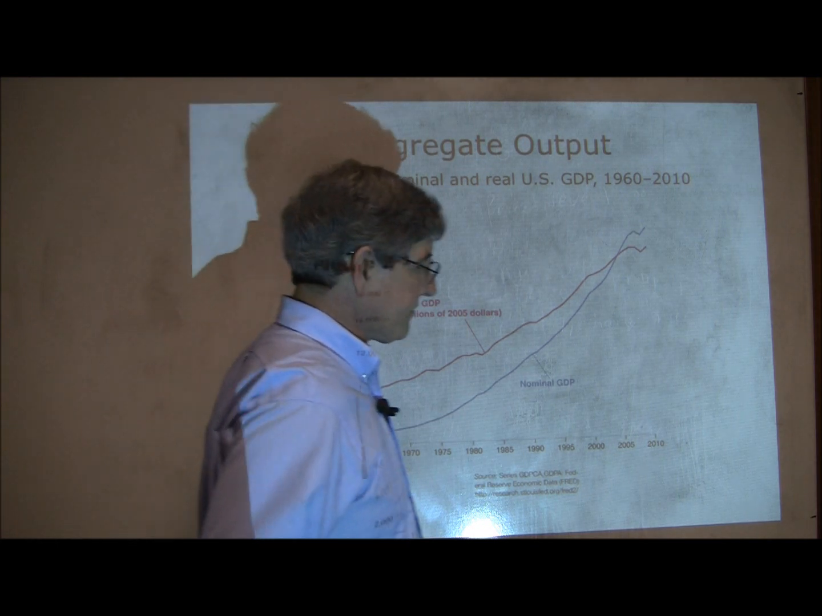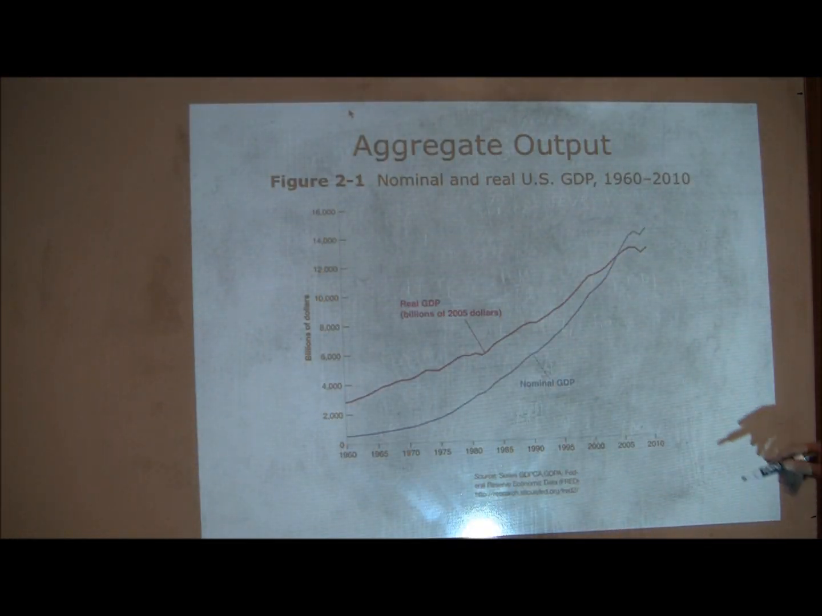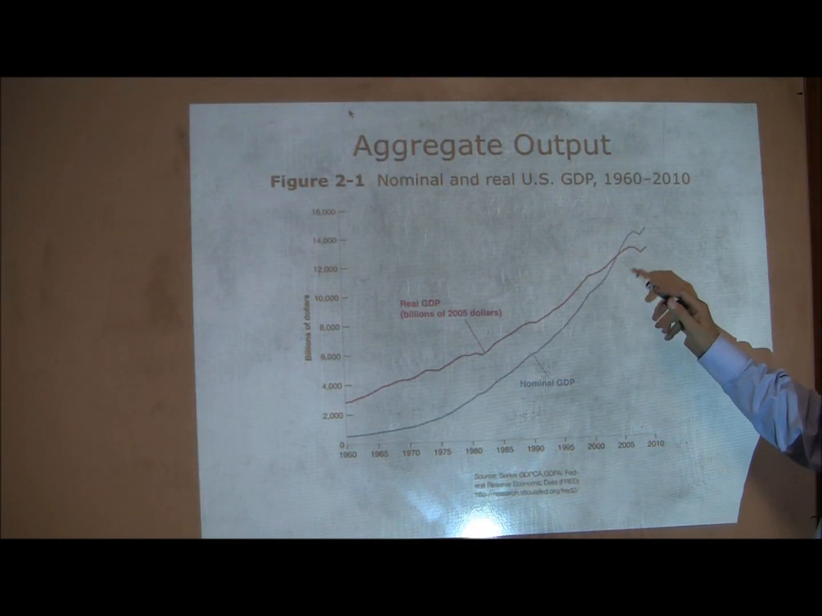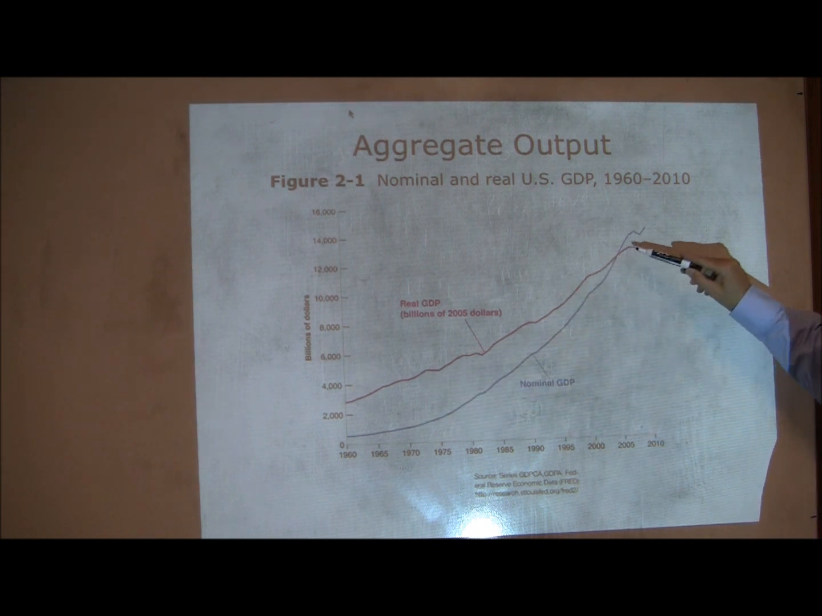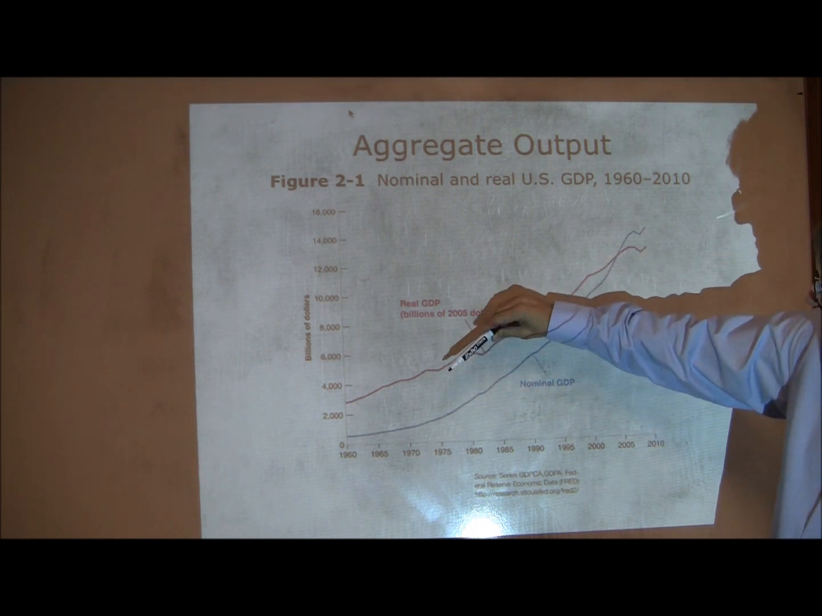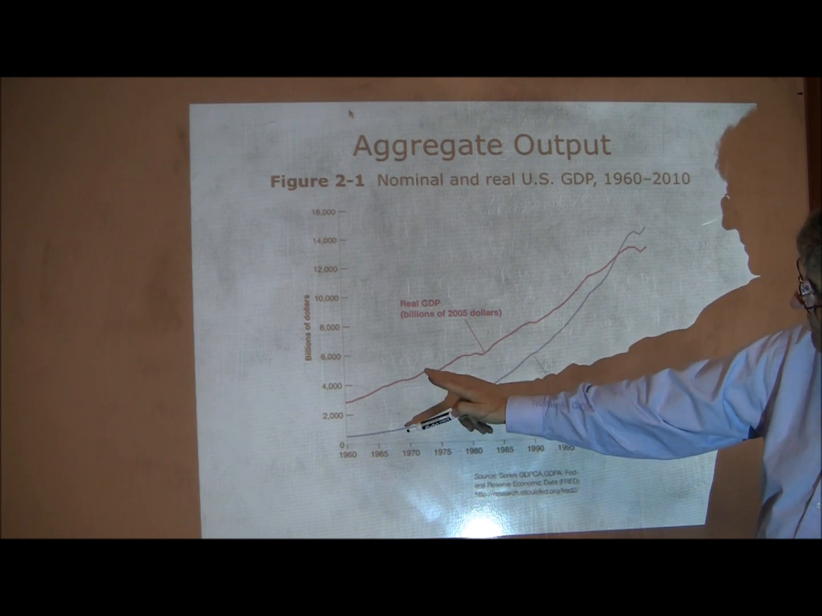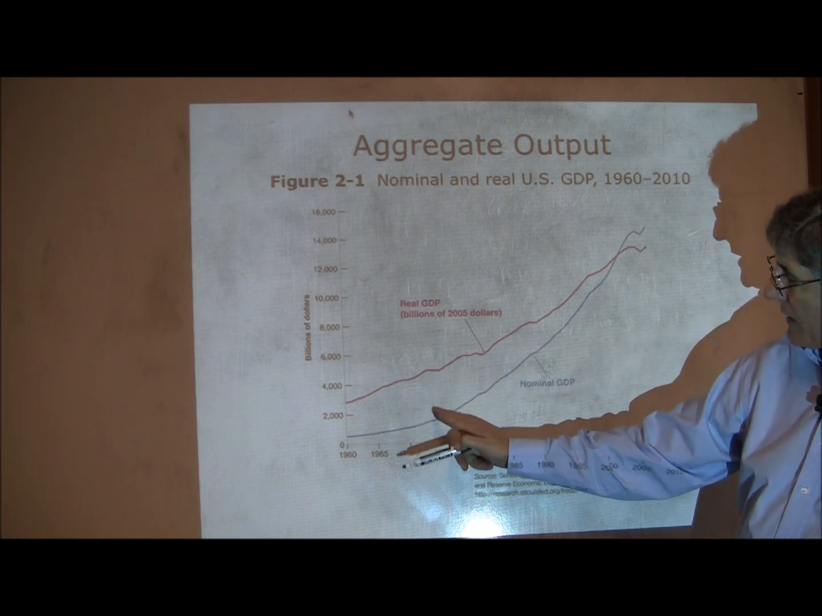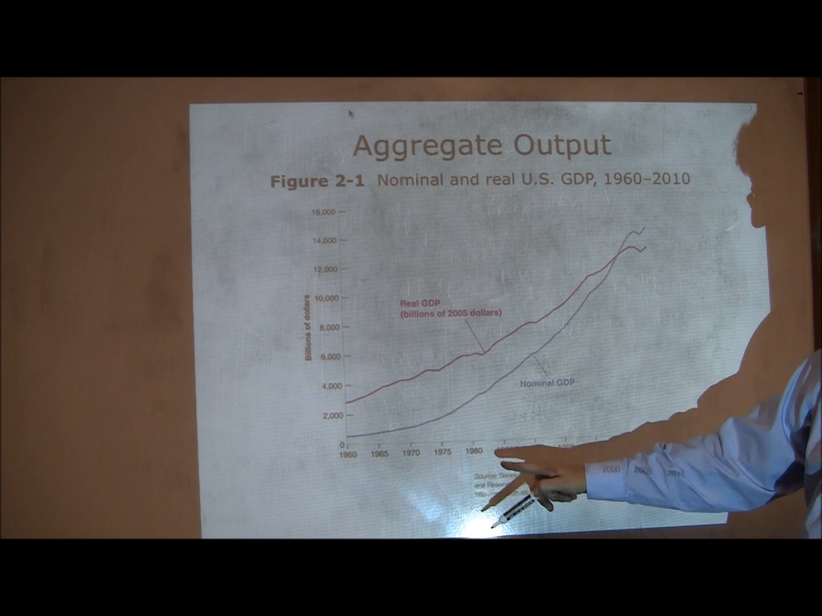So you can see there is some difference. They tend to move together. Real GDP is a little more volatile. And sometimes the growth rates are going to be quite a bit different. Real GDP right here is very flat. It's not growing at all. Yet nominal GDP is going up.